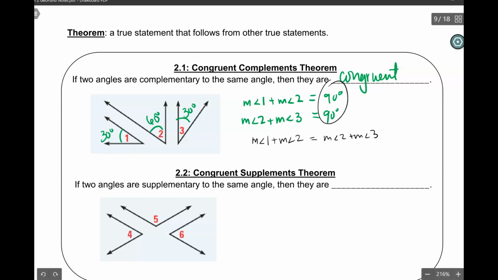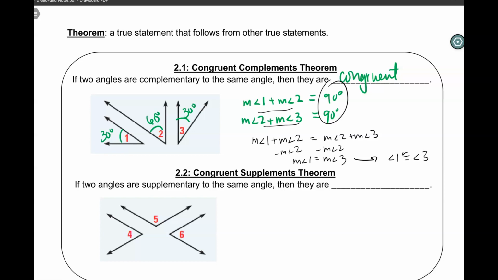Because both of the additions are equal to 90, I can just set them equal to each other. Now wait, let's see what happens if I subtract the measure of angle 2 from both sides. I end up saying that the measure of angle 1 is equal to the measure of angle 3. And wait, if the measures of the angles are the same, that means that the angles are congruent, right? This follows that angle 1 is going to be congruent to angle 3.